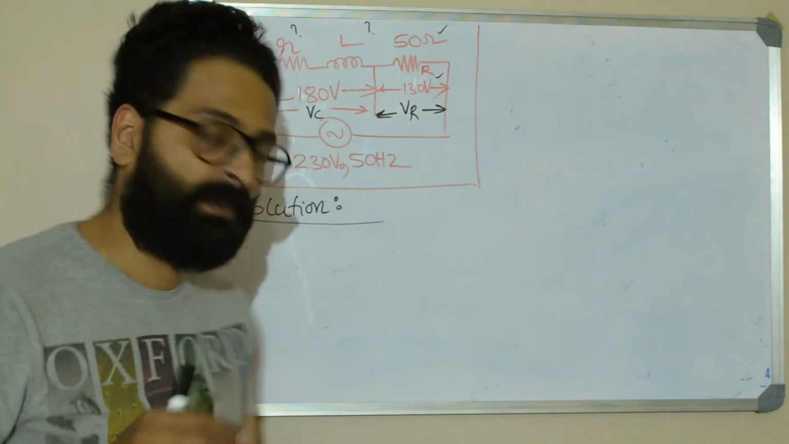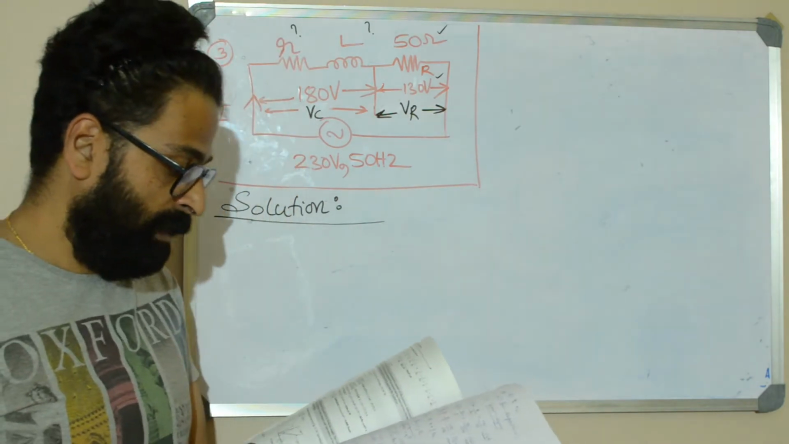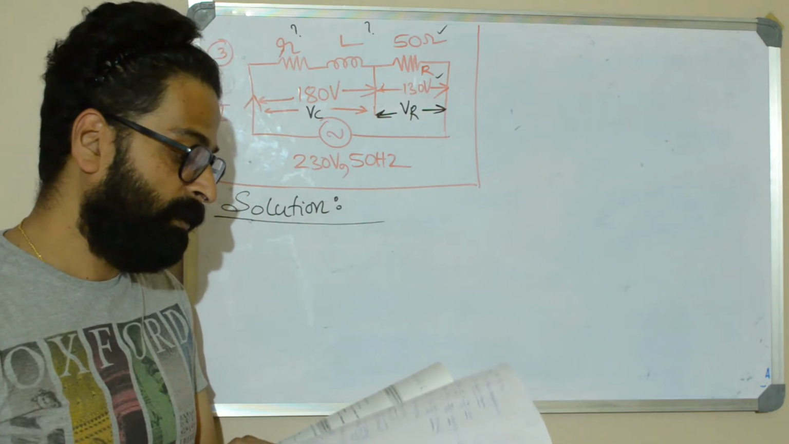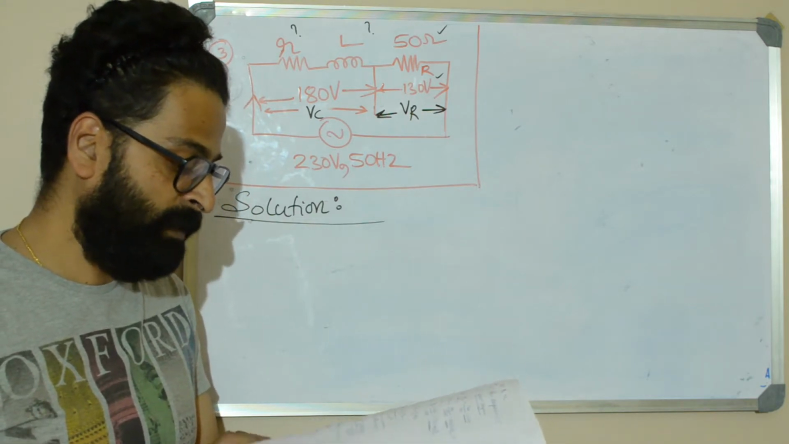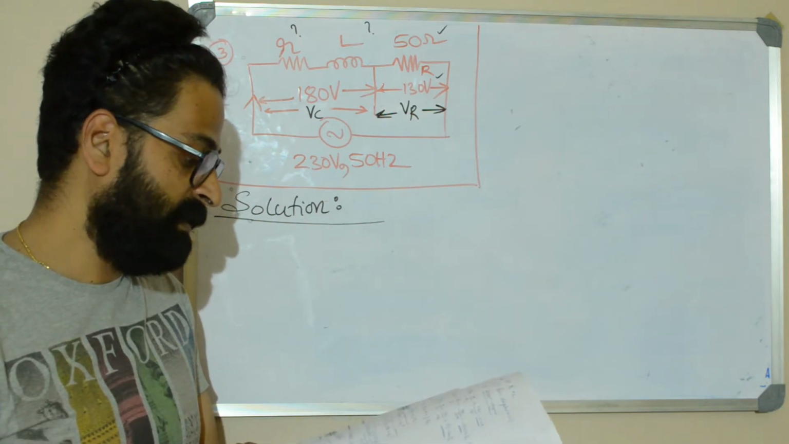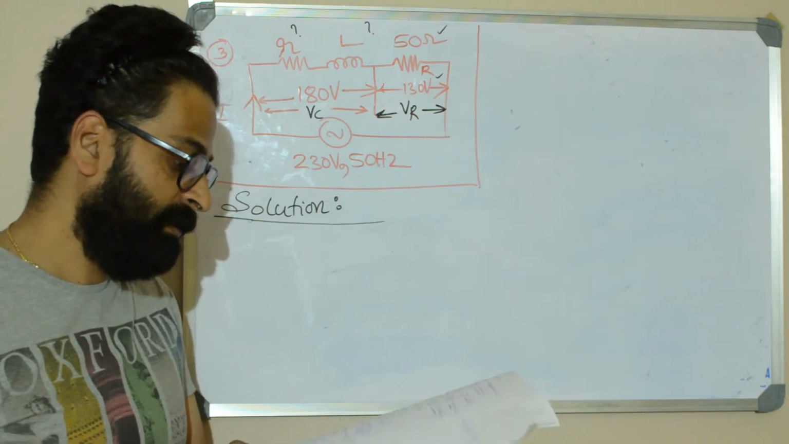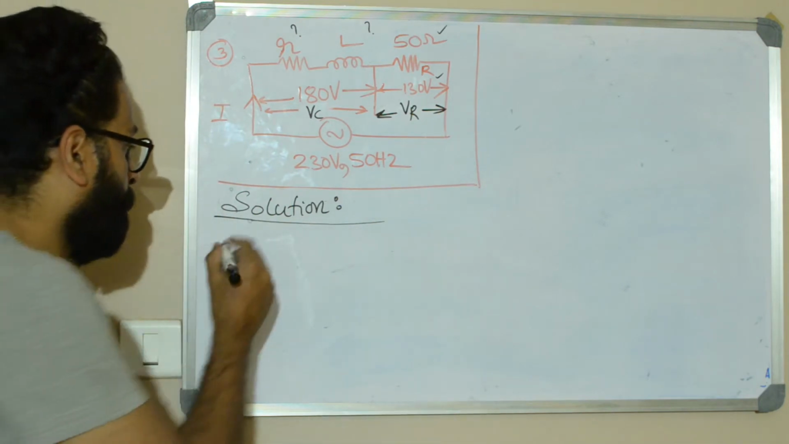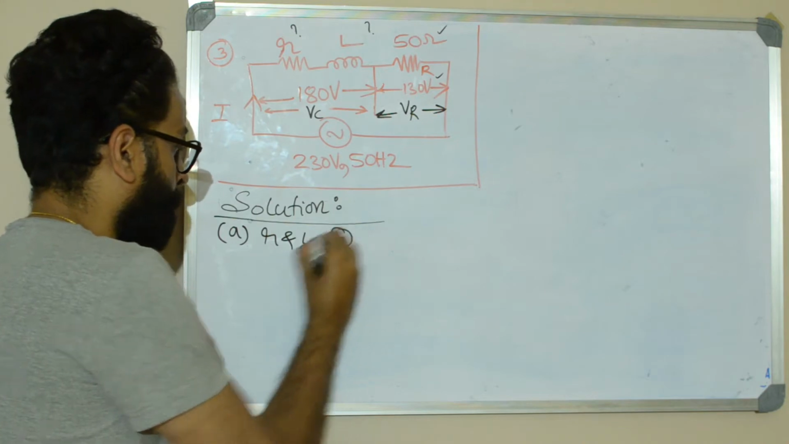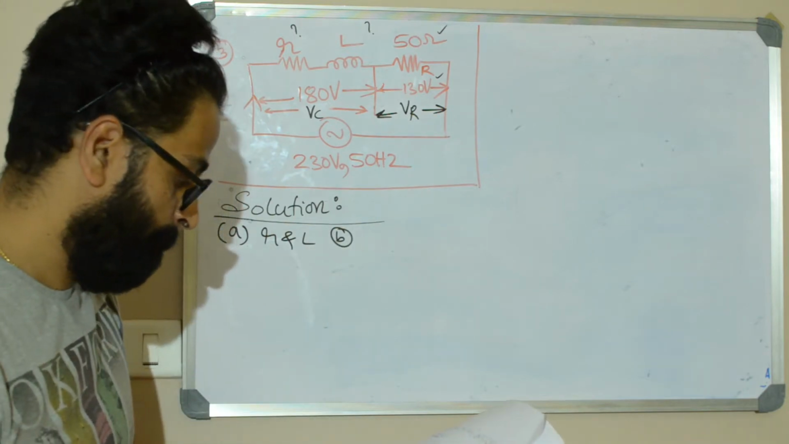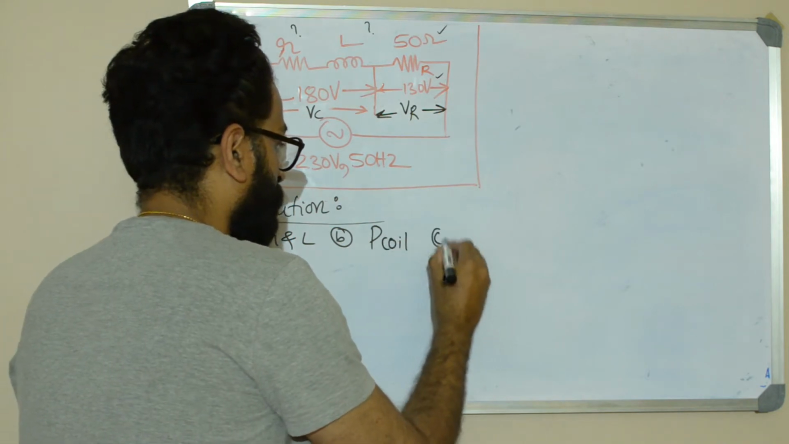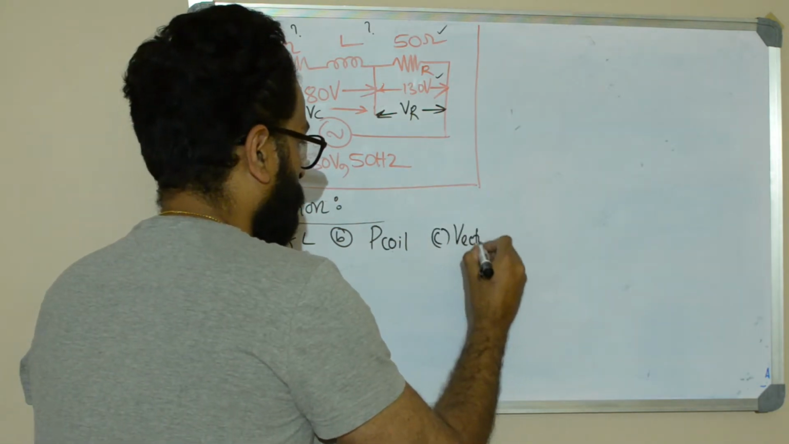The third problem. An inductive coil is connected in series with a resistance of 50 ohm across 230 volt, 50 Hz AC supply. The voltage across the coil is 180 volt and across the resistance is 130 volt. Calculate resistance and inductance of the coil, the power dissipated in the coil, say P coil, and also draw the vector diagram.